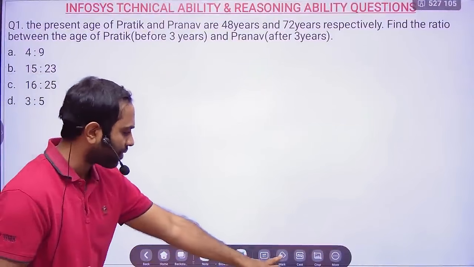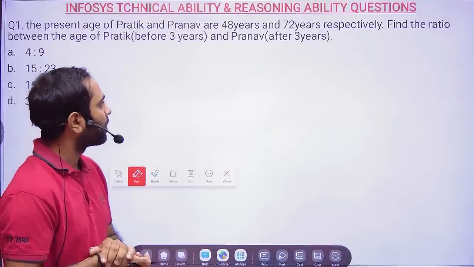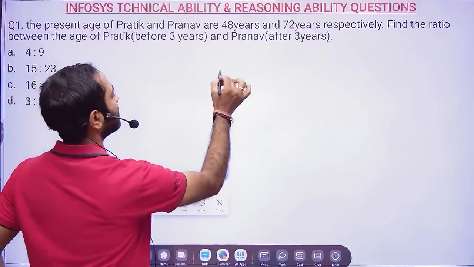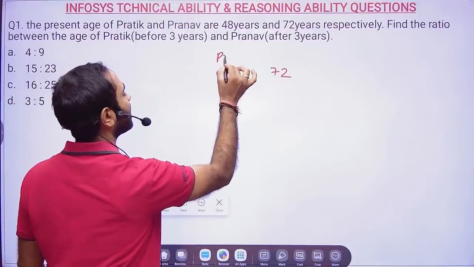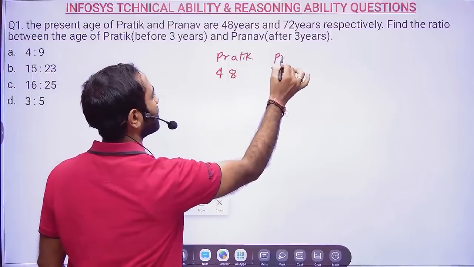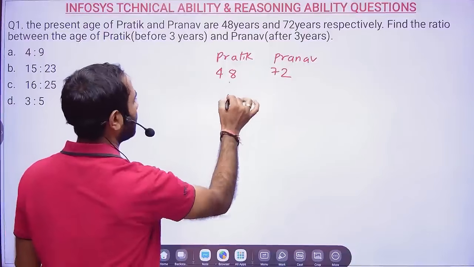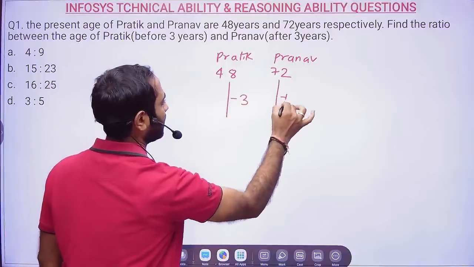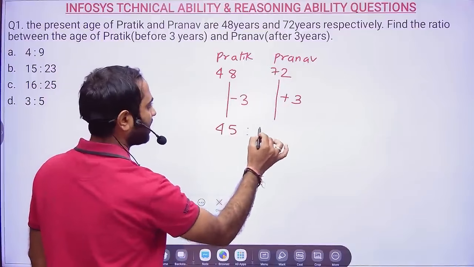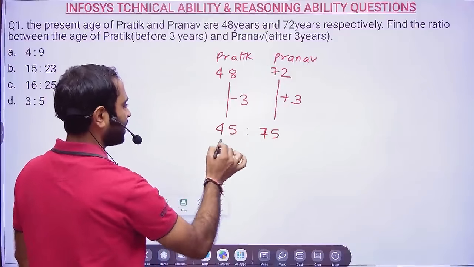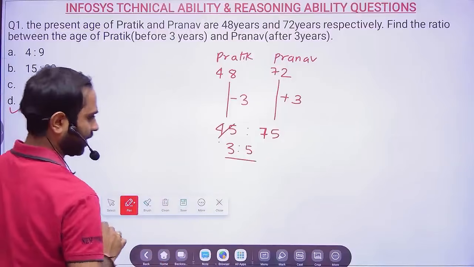Let us start with question number 1, which is a very easy problem. The present ages of Pratik and Pranav are 48 years and 72 years. So right now the age of Pratik is 48 and Pranav is 72. Find the ratio between the age of Pratik 3 years before and Pranav 3 years later. So 3 years before means 45 and 3 years later means 75. Now 15 threes are 45 and 15 fives are 75, so the ratio is 3:5. Option D will be the correct answer.